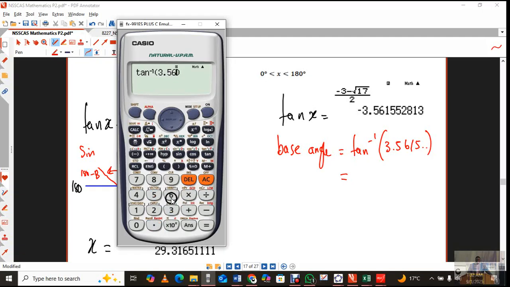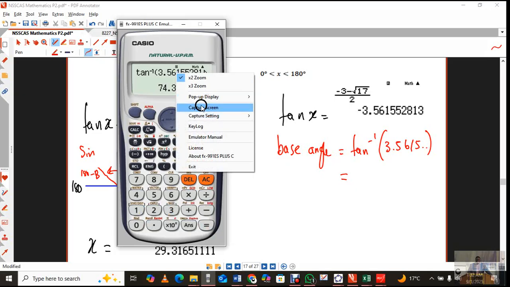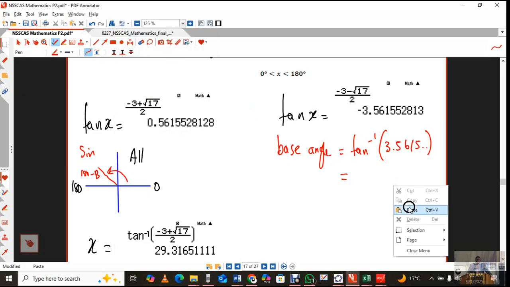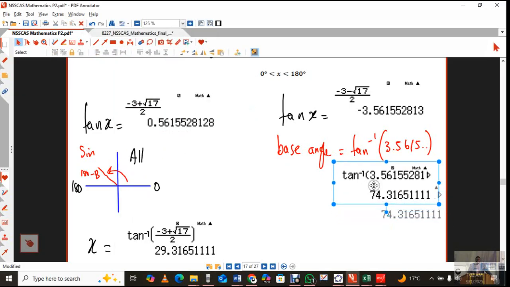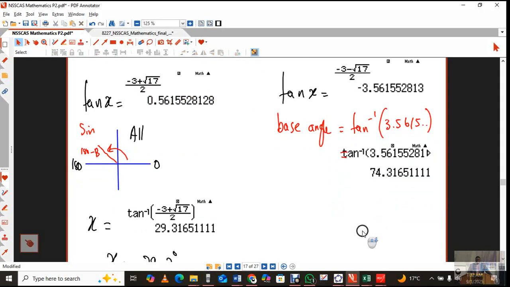3.56, they have to be positive, right? 3.56, 155, 2813. Okay, what do we get? We get 74.31, and so on and so on. That is my base angle.